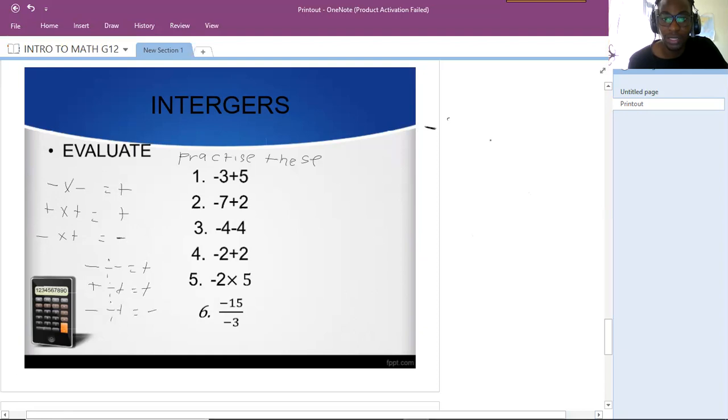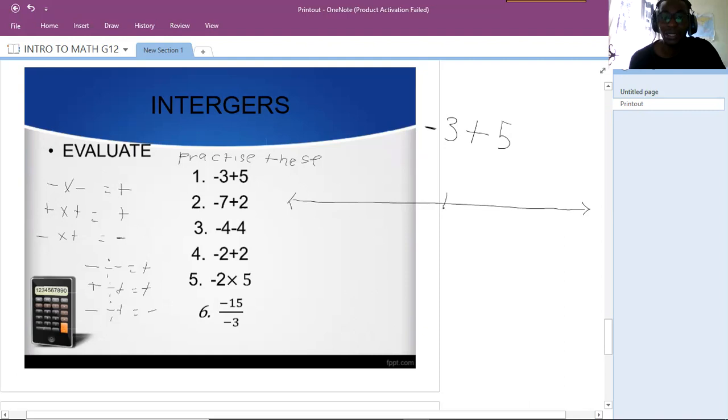Negative 3 plus 5. In grade 3 or grade 4, somewhere there, to solve integers we used to draw number lines. Maybe your teacher would have asked you a question like negative 3 plus positive 5, and you would draw a number line like this.